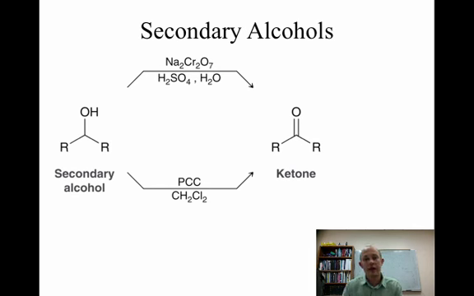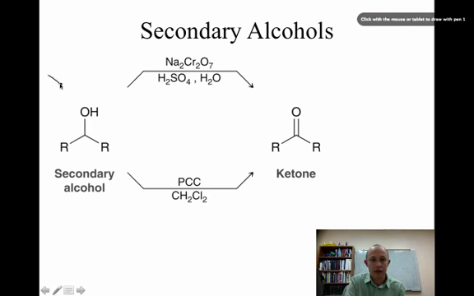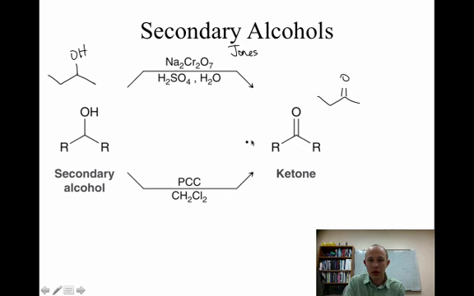Secondary alcohols, we don't have to worry about over-oxidation like I mentioned. So if you take a secondary alcohol, let's say we took 2-butanol, under Jones oxidation, we would see 2-butanone. With PCC, we would also see 2-butanone. So it doesn't matter what set of oxidation conditions that we choose, both of them will give us the ketone that we desire.